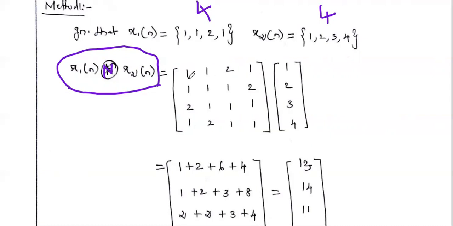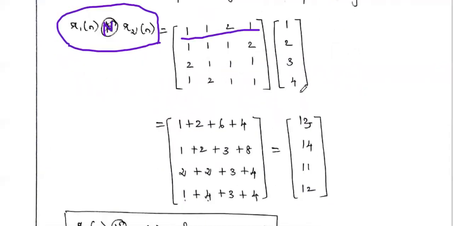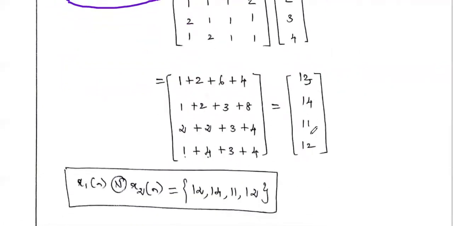The first row is multiplied with this first column, element by element. The first element 1 multiplied with 1 is 1. Then 1 multiplied with 2, plus 2. 2 multiplied with 3, 6. Then 1 multiplied with 4, 4. You just add this data and we get the answer 13. Similarly, the second row multiplied with this column gives 14, the third row gives 11, and the fourth row gives 12.